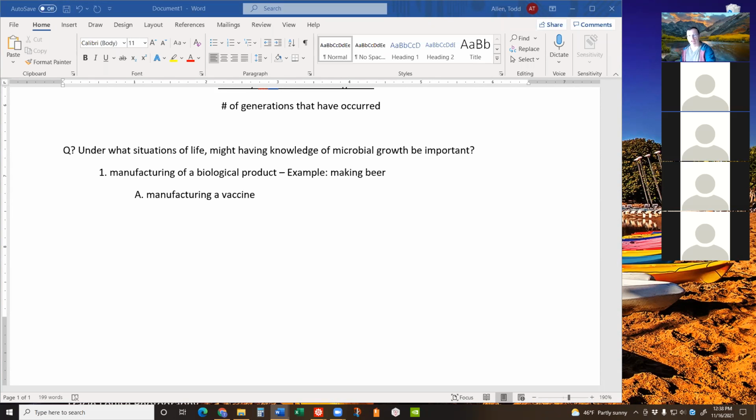My question is this: were bacteria involved in the production of our coronavirus vaccine? Were bacteria involved in that? Any thoughts? Here's my next question as you ponder that.